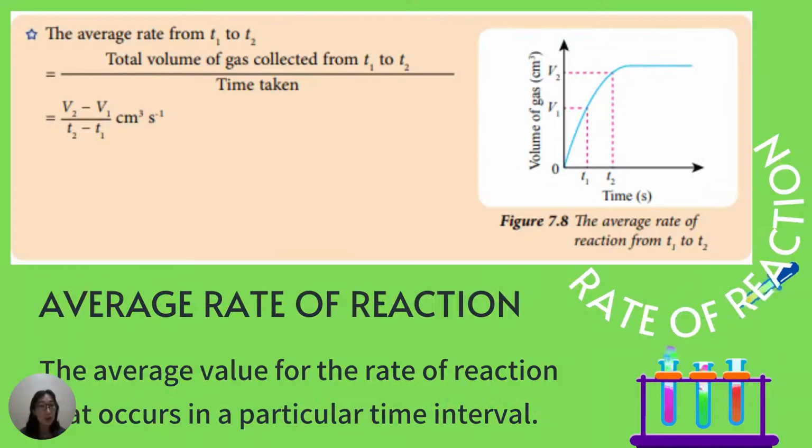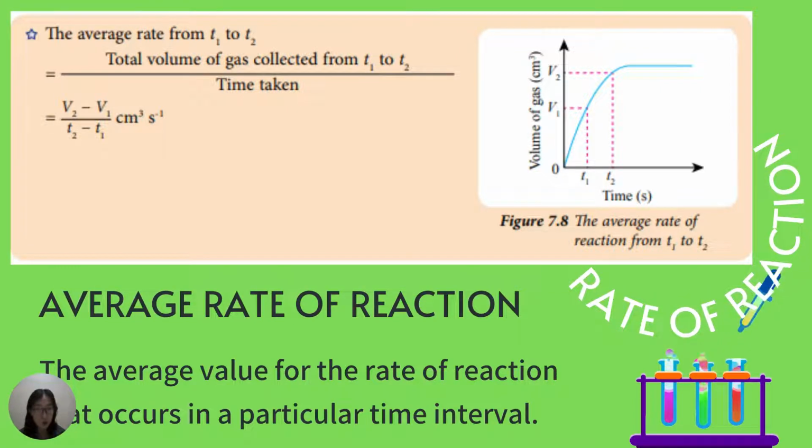The next one, refer to the average rate for T1 to T2. This one doesn't start from the beginning, but in a particular time interval. So you can use the formula total volume of gas collected from T1 to T2 divided by the time taken.